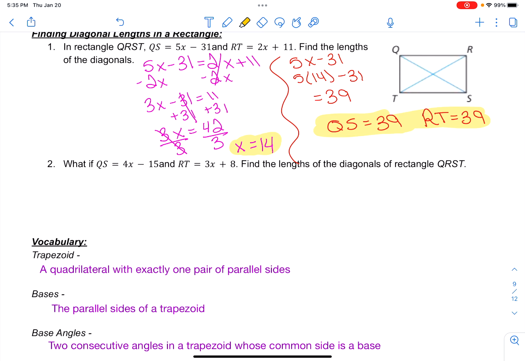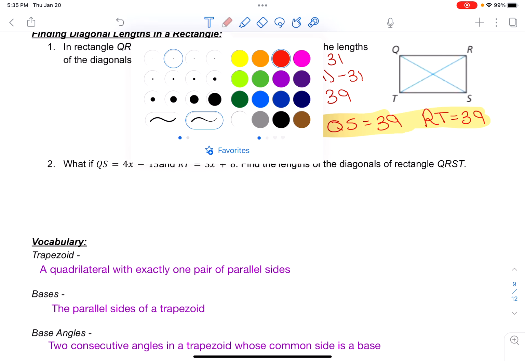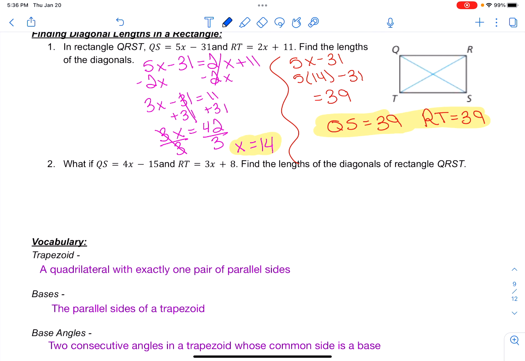All right, and then number 2 says, what if QS was 4x minus 15 and RT was 3x plus 8? So same steps that we just did, except just different equations to use. So this is a great time if you want to pause the video and try and do this one on your own, kind of see how you would do. So we will put these equal to each other. 4x minus 15 equals 3x plus 8.